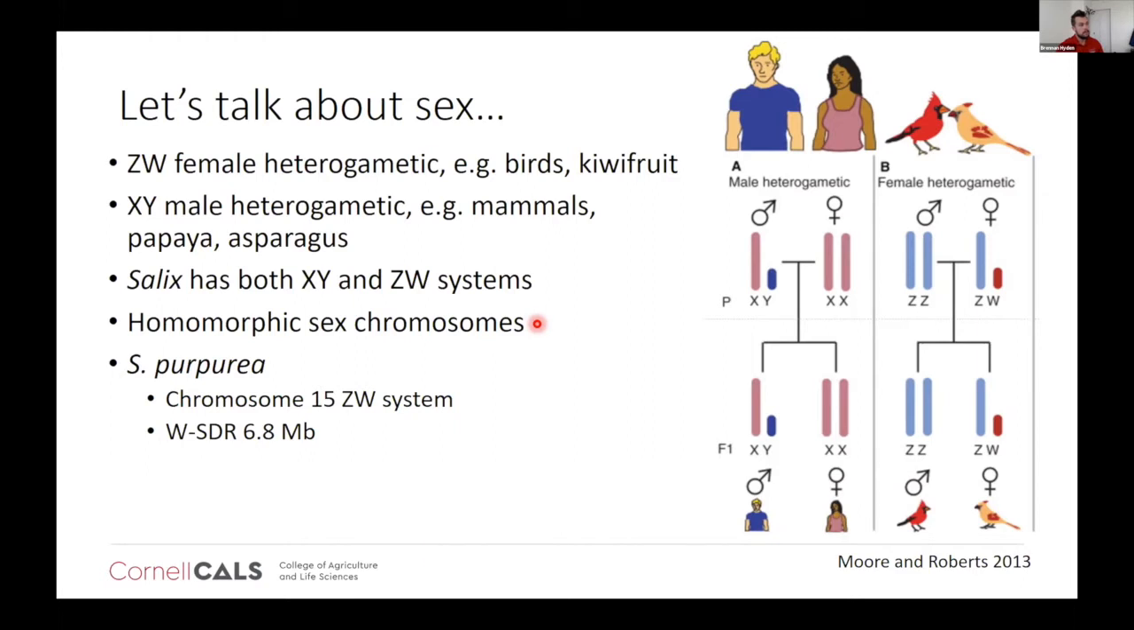And in Salix purpurea, the SDR is on chromosome 15. It's a ZW system, and it's about 6.8 megabases, and this has about 400 genes in it. So with over 400 genes in this low recombination region, that presents a challenge for trying to parse out which genes are actually involved in sex determination and which are just linked.